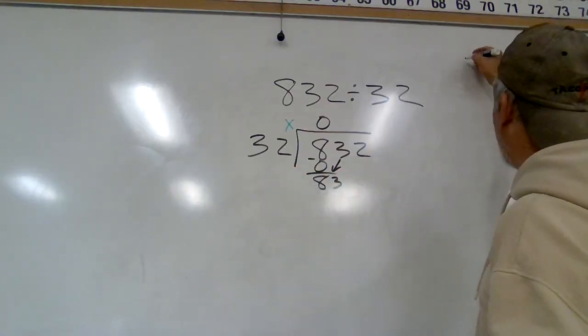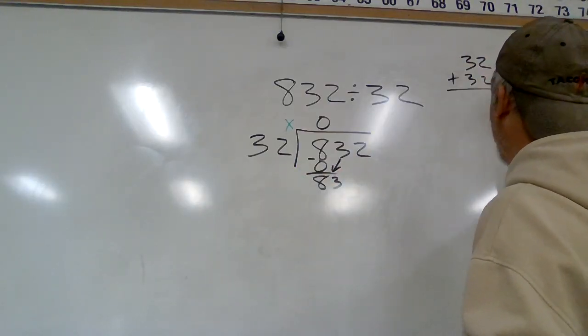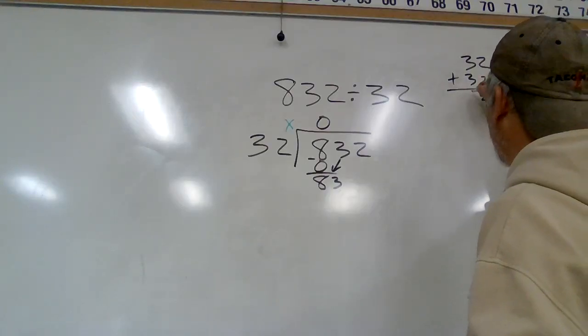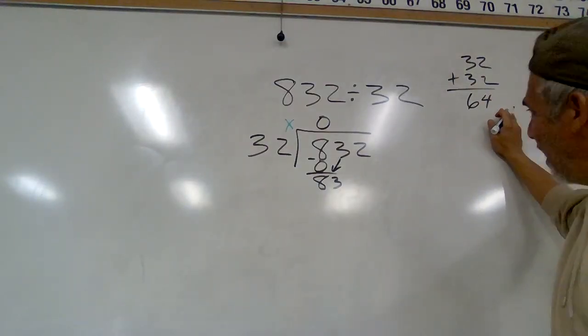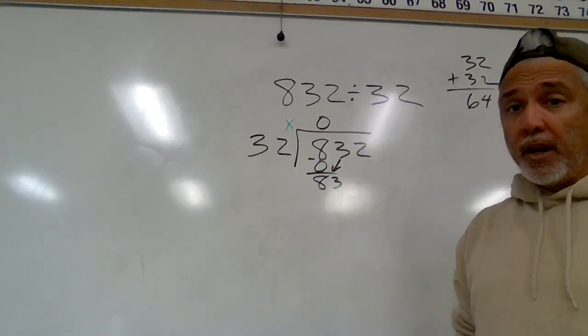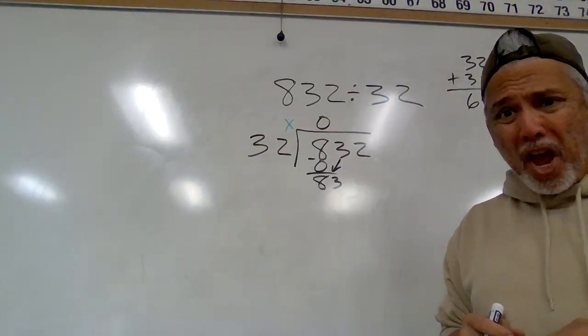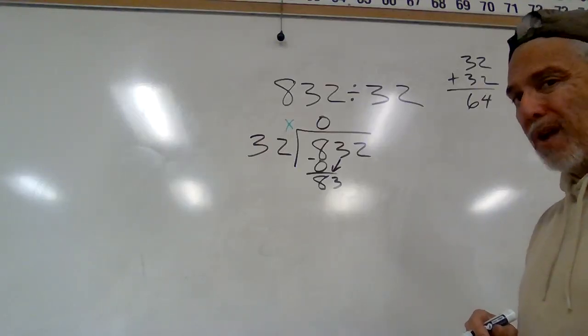32. So I come over here and I say 32 plus 32. 2 plus 2 is 4. 3 plus 3 is 6. All right. But what will happen if I try to add another 32? It's going to be a heck of a lot bigger than 83. Too big. So what do we do? Count it up, write it up.